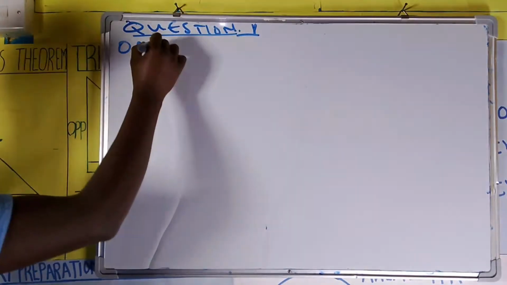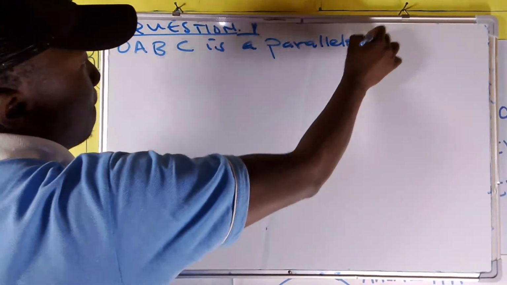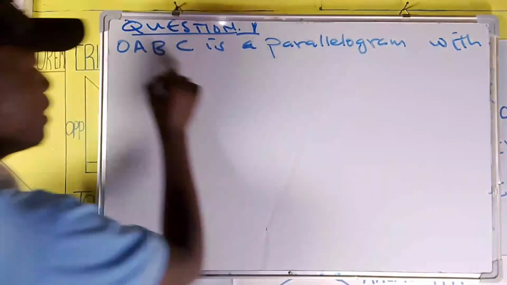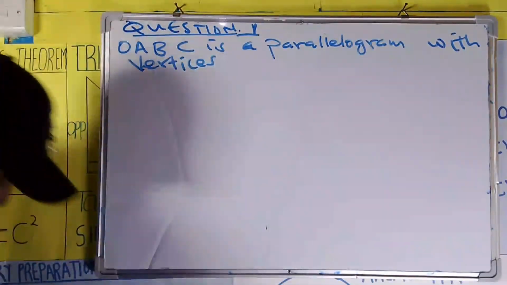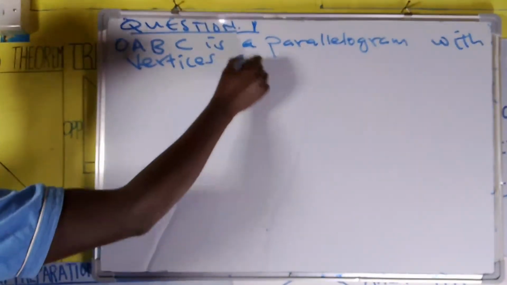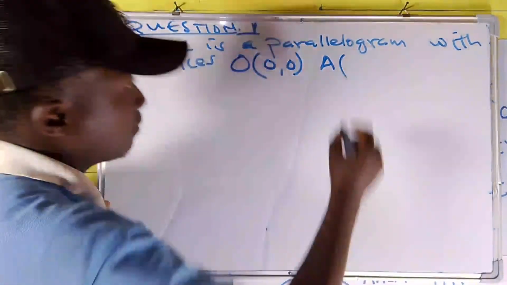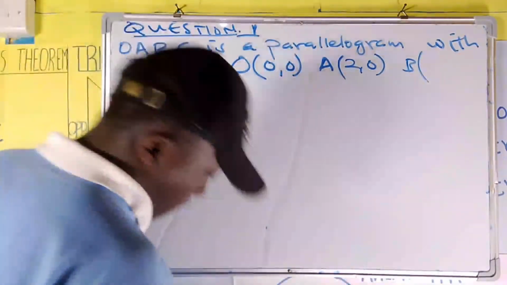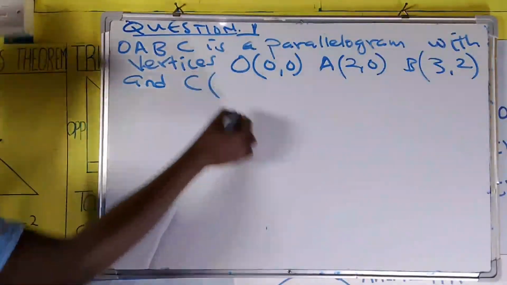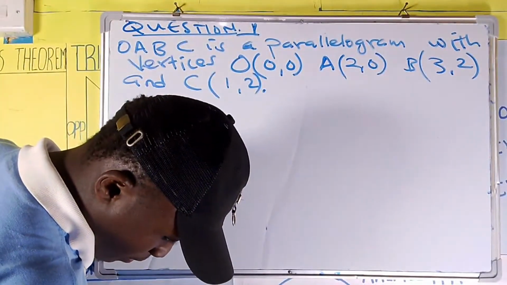Question 1, OABC is a parallelogram with vertices O (0, 0), A (2, 0), B (3, 2), and C (1, 2).